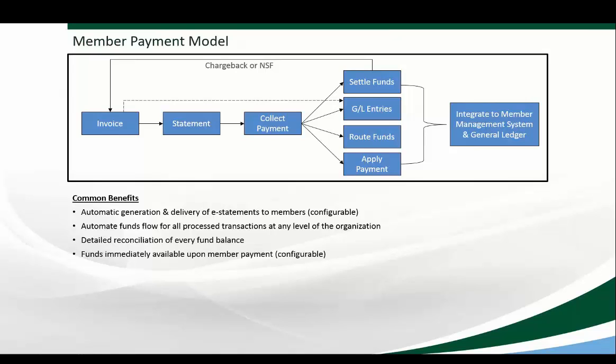We have what we call automated funds flow for processed transactions. So as a transaction is processed, we can automatically route those funds to various entities within your organization based on the line items in the invoice. We'll show you that today. We have detailed reconciliation of every fund balance. So as funds are deposited to the bank account, we reconcile those to your account in Billhighway on a daily basis down to the penny for you.